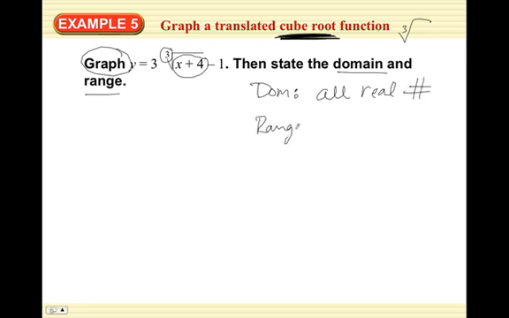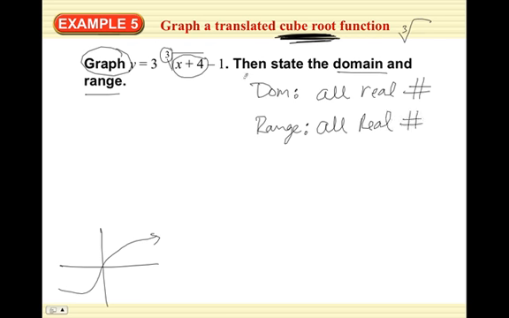The range of all cube root functions. Now remember what they look like. They look like an S, whether it be this S or this S. It keeps going up and it keeps going down. So that means all the Y values are covered because it goes up and it goes down. So the range is everything. Range is all real numbers. That's the easy part. Okay?